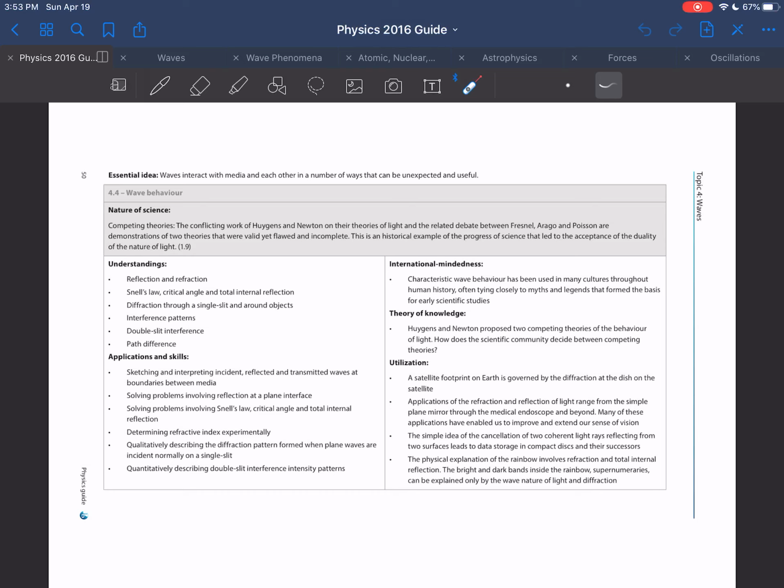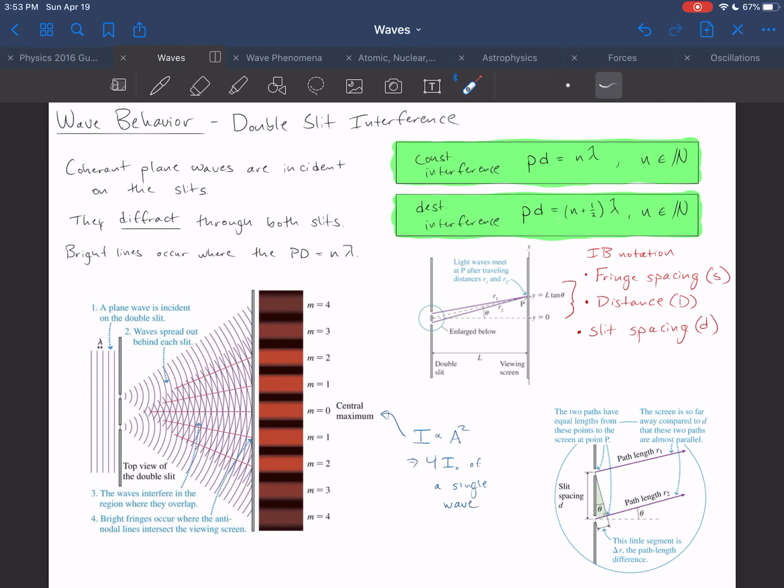Hello everyone. In this video we will continue to examine topic 4.4 wave behavior, and in particular we will continue to examine double slit interference and path difference and focus in on the quantitative analysis of the double slit experiment. All right, so let's put the ideas that we have discussed in the previous videos together.